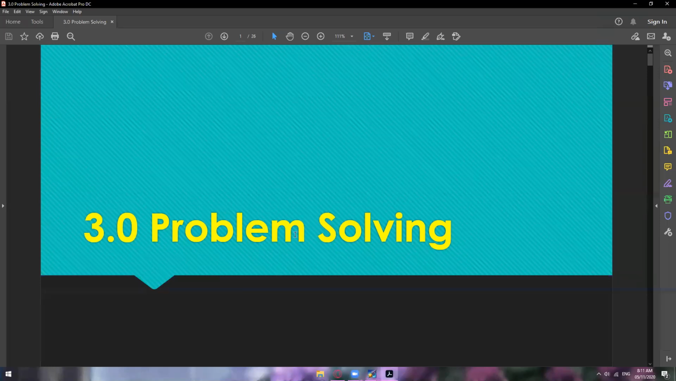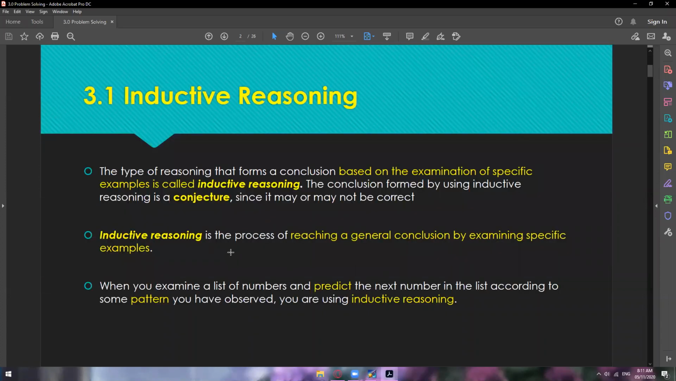All right, so our topic is problem solving. It is actually composed of mainly three topics: two types of reasoning and then a counterexample. The first one is inductive reasoning.